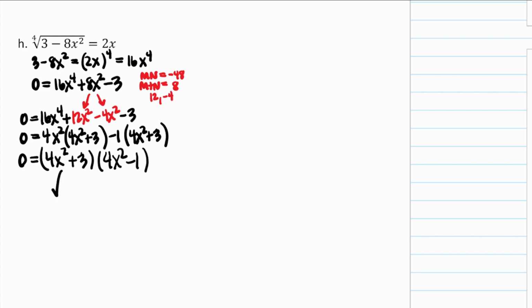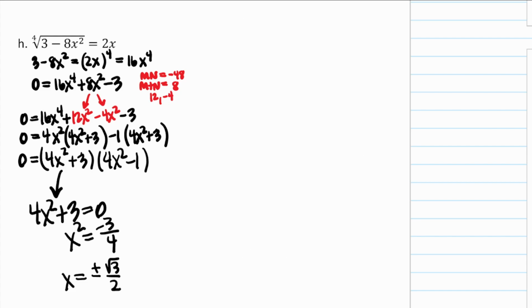Okay, but this could happen to be equal to 0 when 4x squared plus 3 was 0. So x squared would be negative 3/4, and x is plus or minus root 3 over 2 times i. We're just going to leave those as they are. We're not going to check those for if they're extraneous or not, because we don't take the fourth root of imaginary or negative numbers. That's what I'll say.